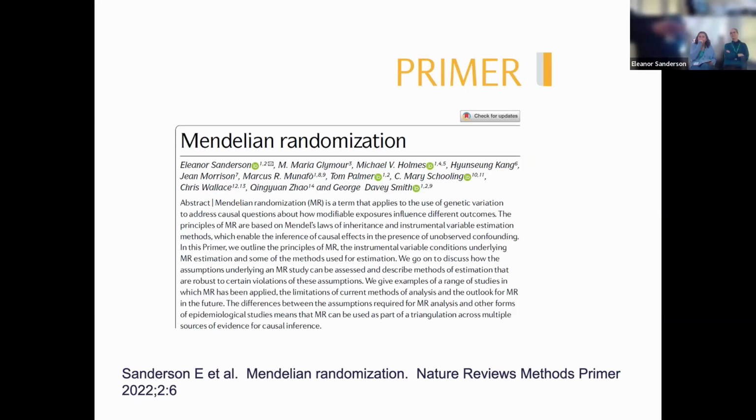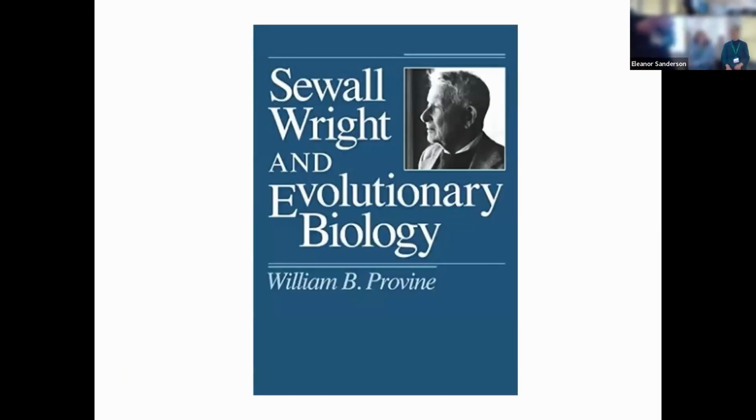Now, if you want to read more about Mendelian randomization, there's Alan's primer. Or if you actually want a very good book to read, I mean, it's a good read, but it's not a textbook, then there's Bill Provine's book on the origins of theoretical population genetics and evolutionary biology, which is a masterpiece.